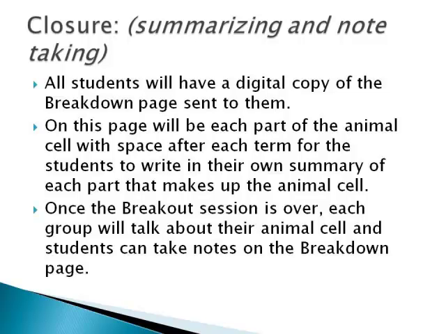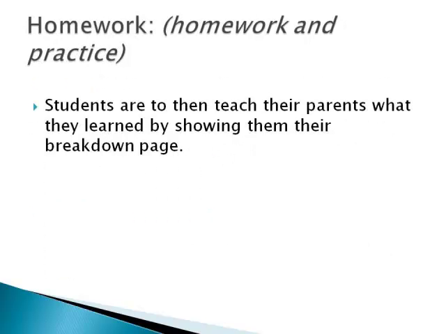For closure, the students will be given a breakdown page, and this will be sent to them digitally. On this page, it'll be the animal cell with each of its parts labeled, but there will be space next to each of the parts for the students to write their own summary of each part that makes up the animal cell. Students will be able to use their book, the supplemental aids that have been sent to them digitally throughout this lesson, along with the use of other students in the classroom through notes.